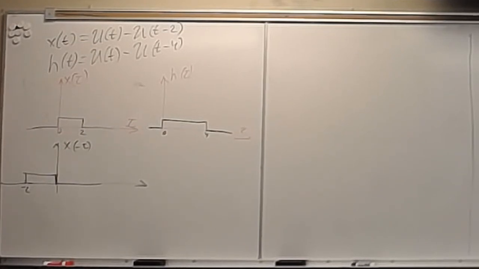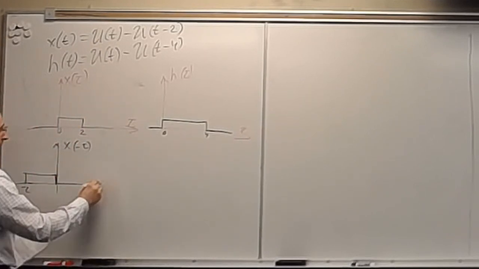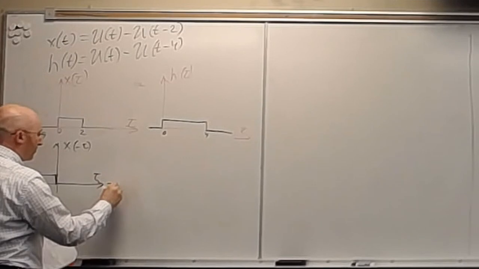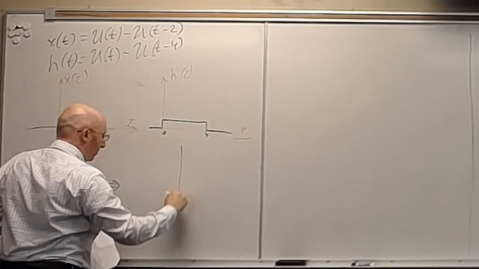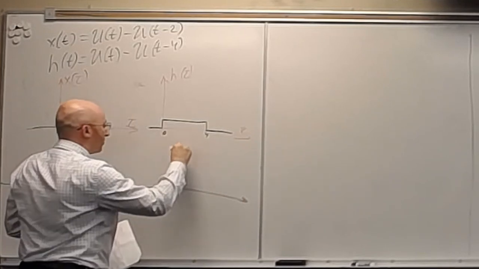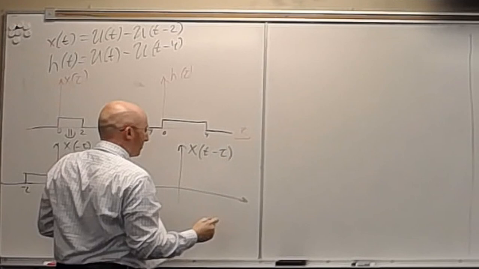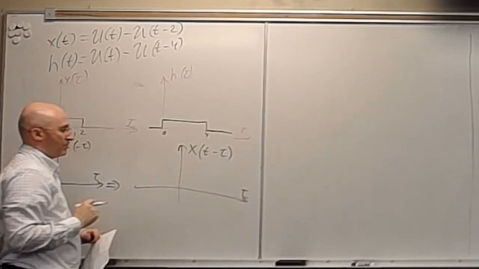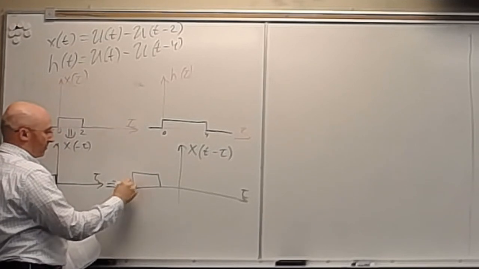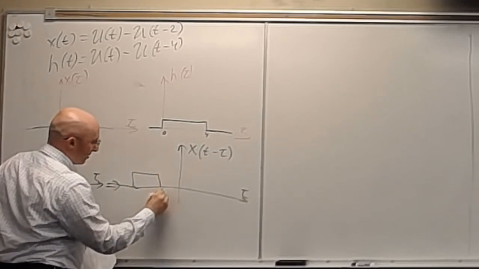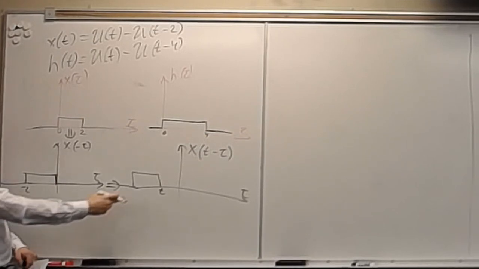Next step, you need to move it. So this is coming from here, and then you're moving it, because we want to get x of t minus tau. This one is tau, so t minus tau will look like that. And this one starts at t and goes to where? So what is the left side here?